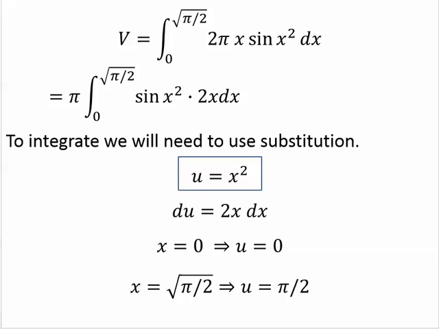So make your substitutions. Before you make your substitution, you might want to rearrange things to make that substitution a little bit easier. Notice I pull out the pi. I also moved the 2 and the x so that it's right next to the dx. And I did that because I saw that du will be 2x dx. So I just moved that 2 and the x right next to the dx. It makes the substitution a little easier. So make your substitutions, and this is what you get.